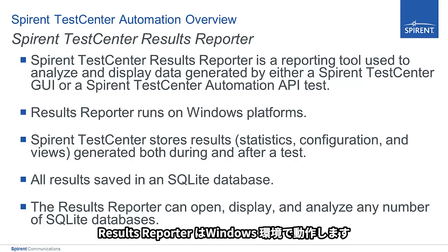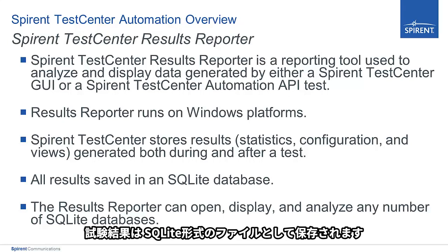Spirent TestCenter will store results, being statistics, configurations, views, generated both during and after a test. Now, all these results are saved in a SQL-like database, basically an SQL database format. And then the Spirent TestCenter Results Reporter can open, display, and analyze any number of SQL-like databases. This allows you to open results from multiple test runs and view them all simultaneously.